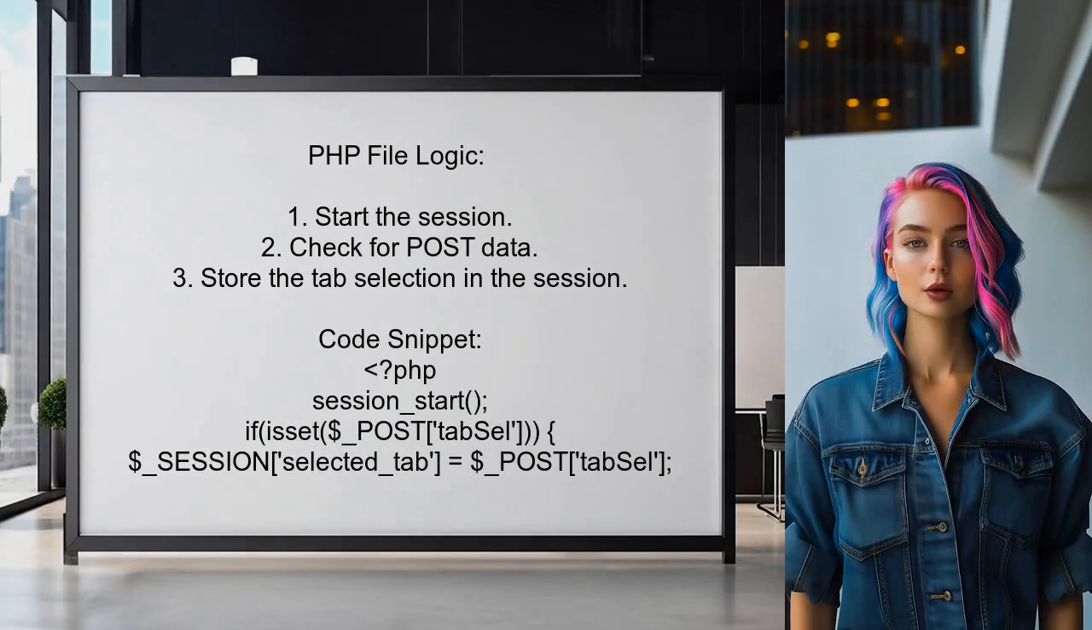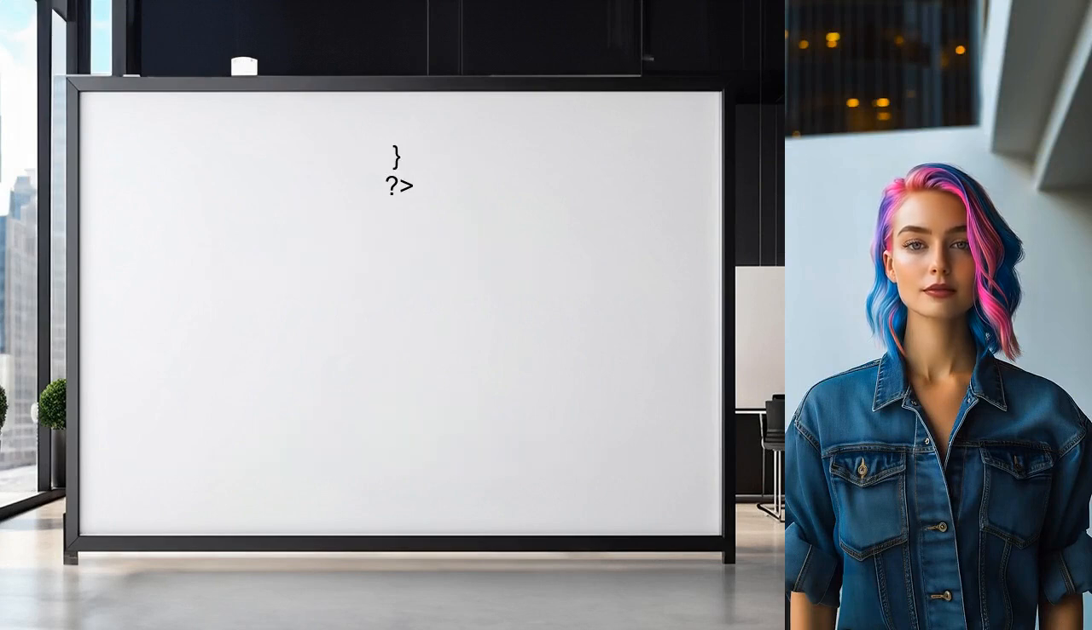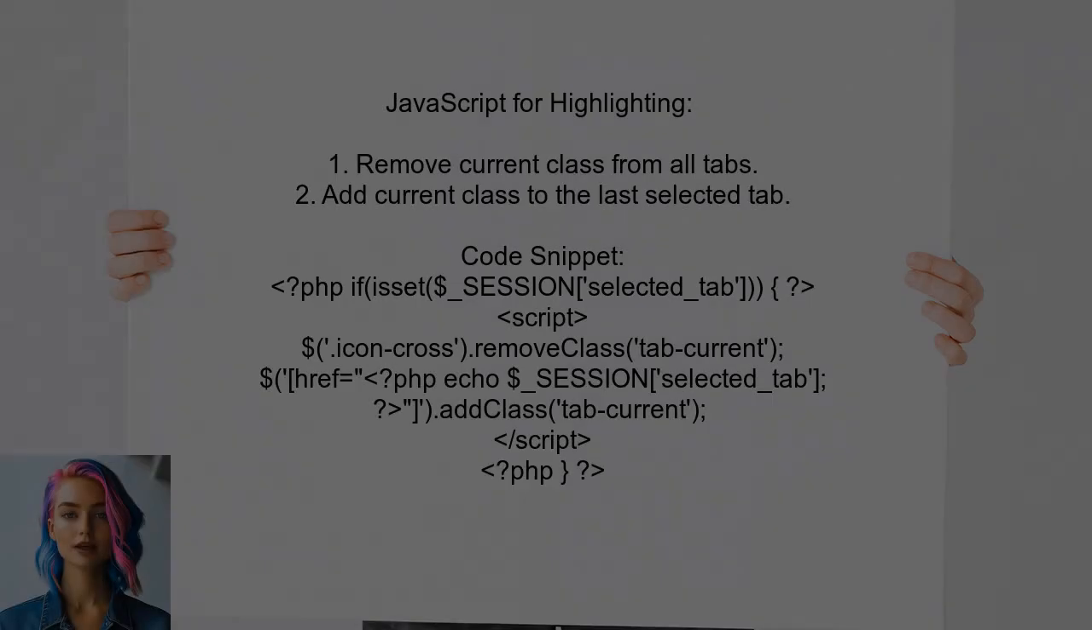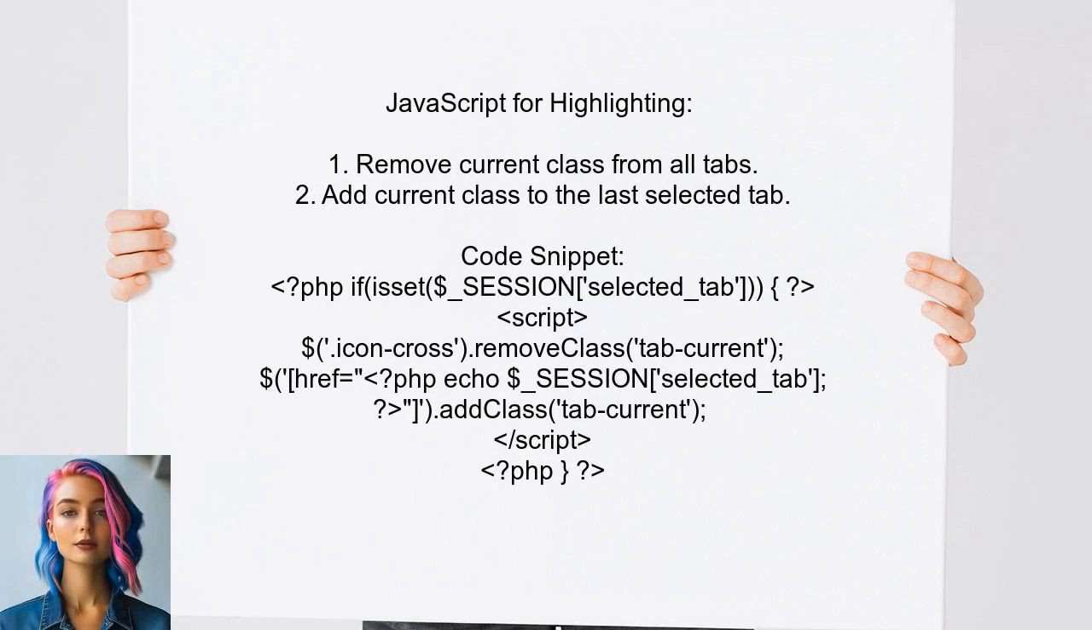In the PHP file, the session is updated with the selected tab value. If a tab is clicked, it stores the value. If not, it does nothing. Finally, you can display the last selected tab on the page by checking the session value. To ensure the correct tab is highlighted when the page loads, additional JavaScript can be added to remove the current class from all tabs and apply it to the last selected tab stored in the session.